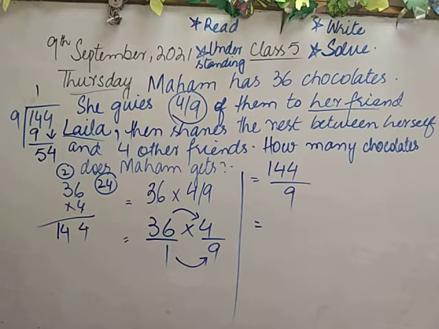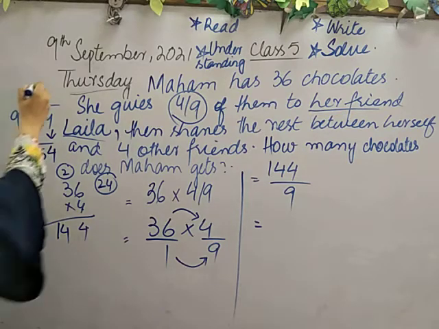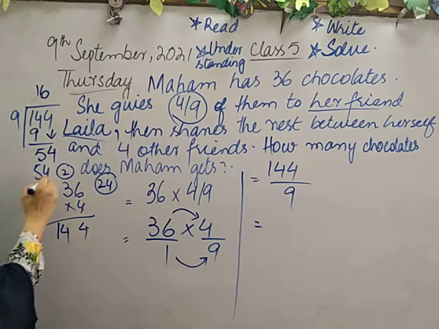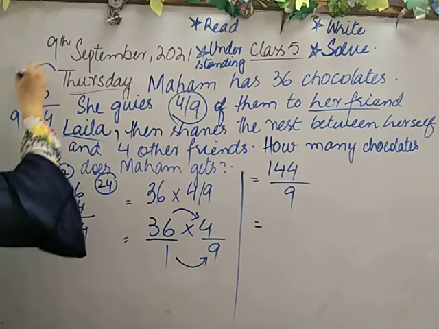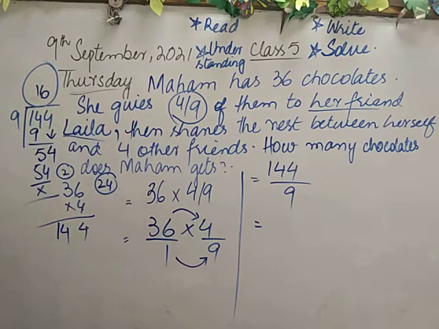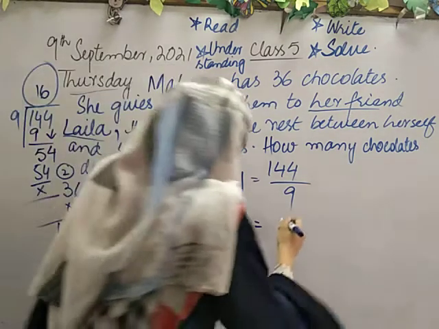By how many times you will multiply 9 to make the nearest number 54? Very good. 9 6 times 54. I will write 6 here. Now we have 0 in the end and 16 chocolates. How many chocolates in the end? 16. It means 16 chocolates are given to Laila.